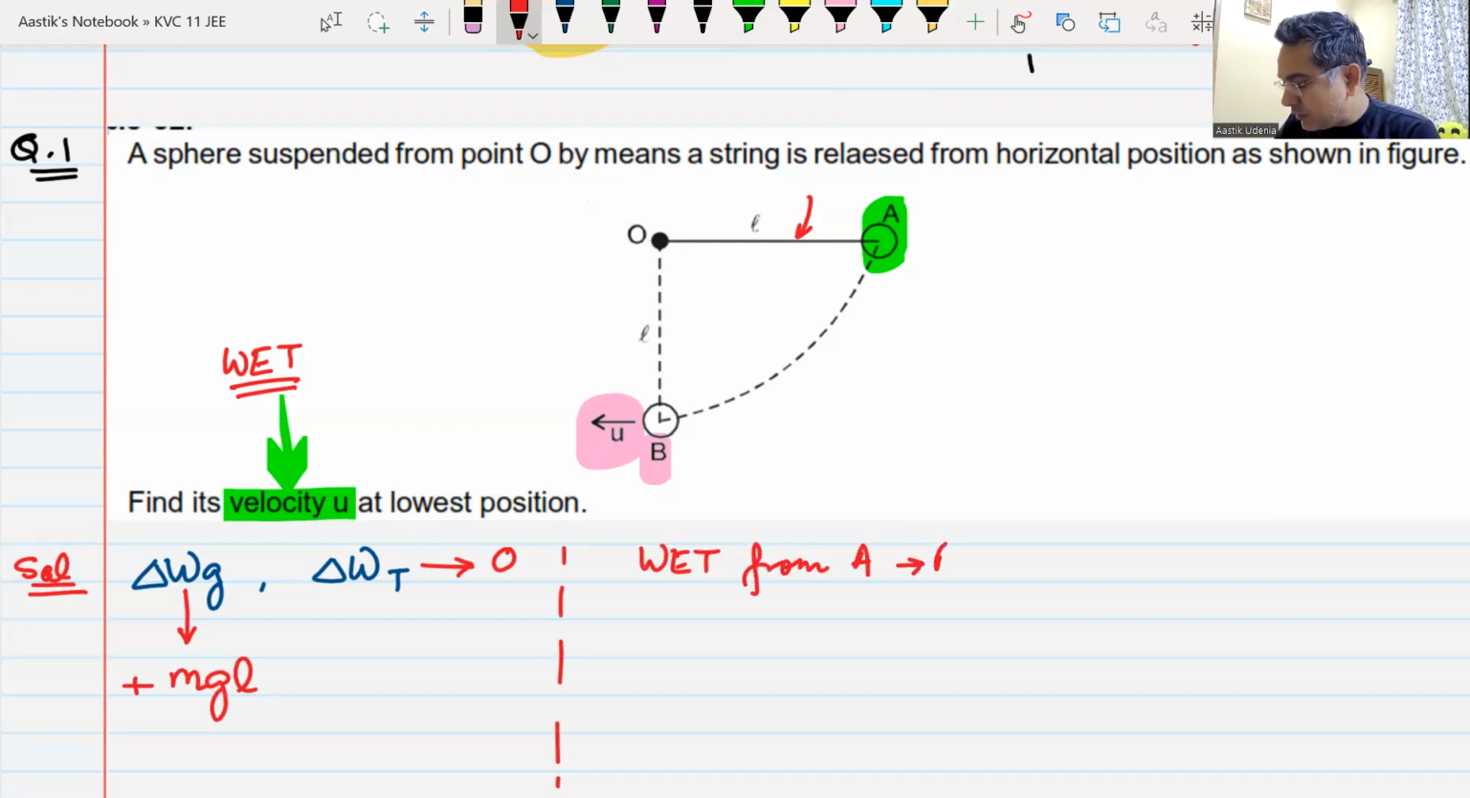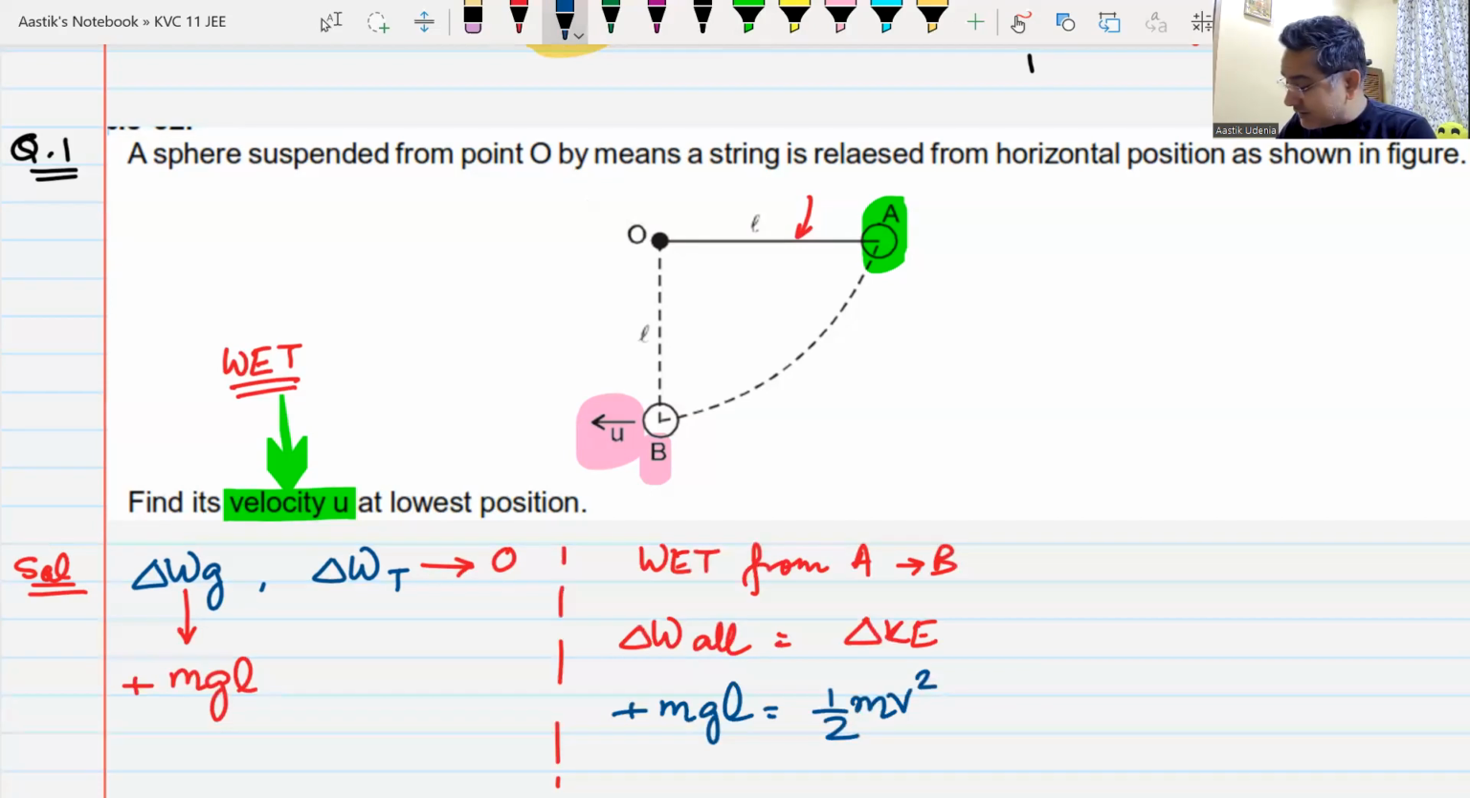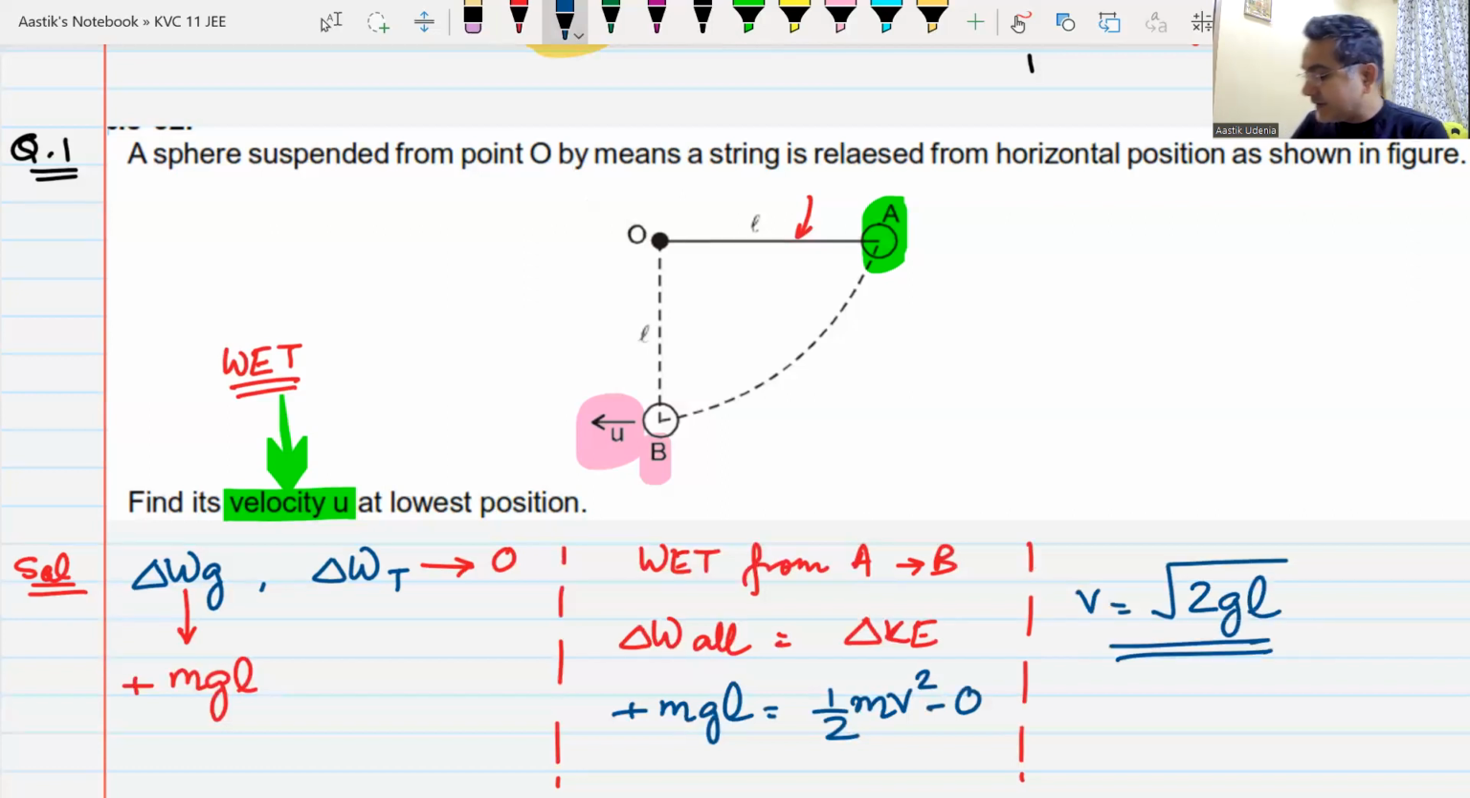from point A to point B. I first write that theorem. Work done by all forces is equal to change in kinetic energy. The work done by all forces, there is only one force doing any work, plus mgL, that should be equal to change in kinetic energy. Half mv square is the final kinetic energy, 0 is the initial kinetic energy. From here I can get the value of v. V will be equal to under root of 2gL, and that is the answer that we were looking at.